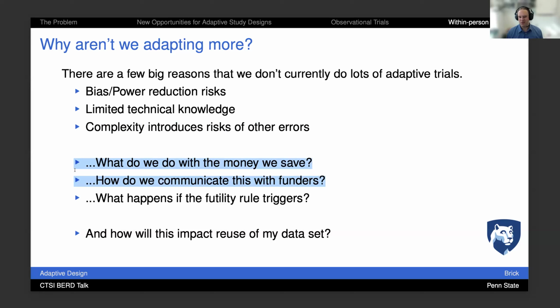And this is one of the reasons that I've been pushing more towards switching designs, so that when you can stop aim 1, you start aim 2 right away with that money, and just move forward. And if you get an aim 4 in, that's great. People are also concerned about what happens if the futility rule triggers. That is, if it turns out that we do not have the power to really find this, do we just have to stop and give everything back?